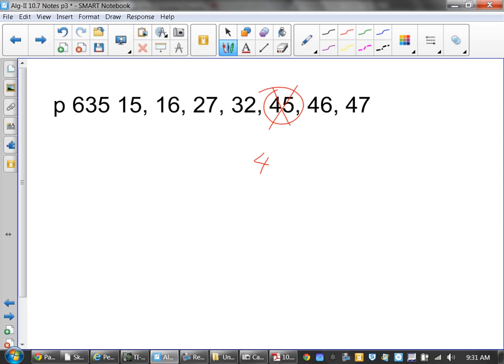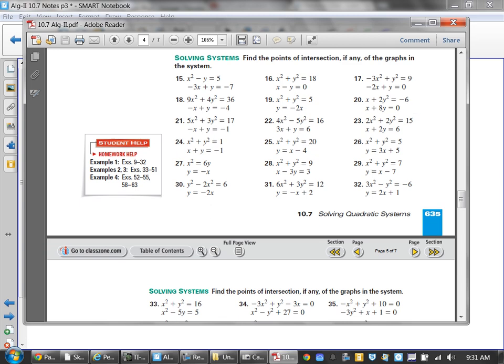All right. So what I want to do here then is just kind of go through a few of these to make sure you got them right. Yeah, 32. 32 and 45.